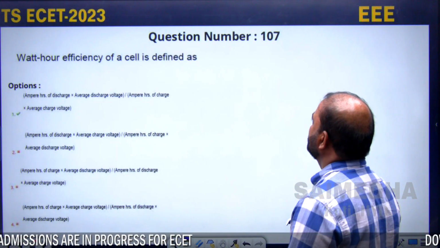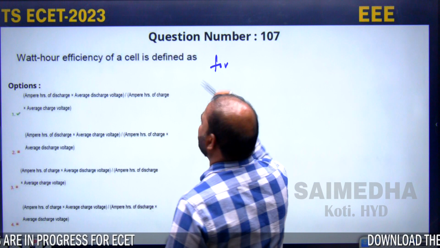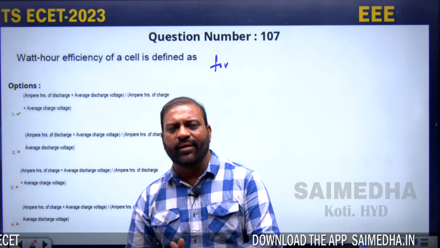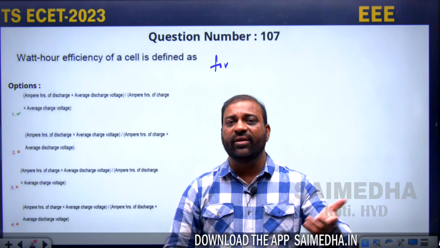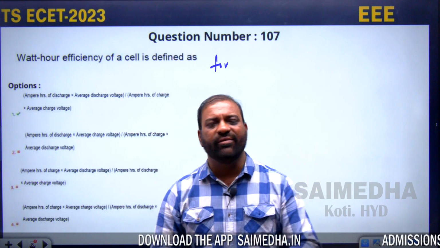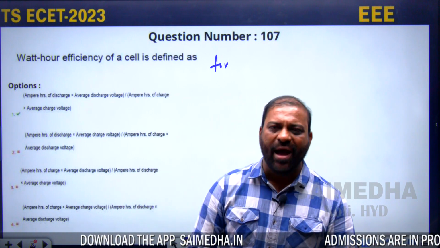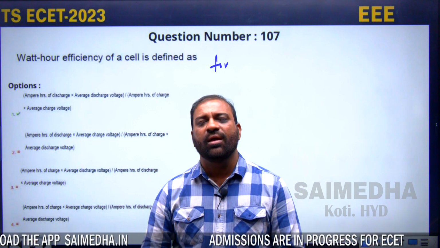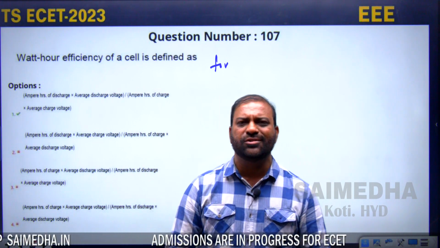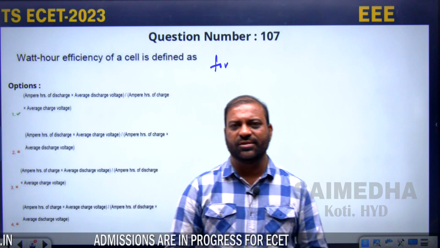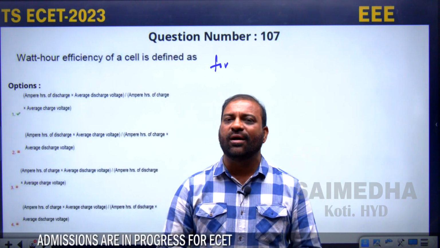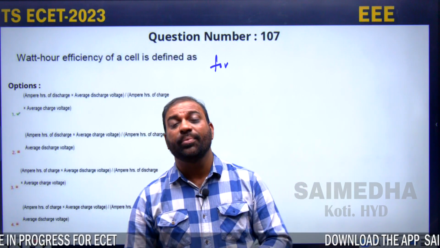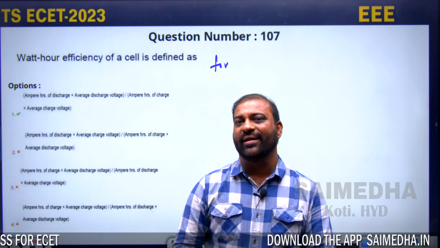Watt hour efficiency of a cell. See, for a battery, generally the efficiency can be expressed in two ways. We can express the efficiency of the battery by giving its ampere hour efficiency or by giving its watt hour efficiency. But usually the manufacturers of the batteries use ampere hour efficiency. Why? Because the magnitude of the ampere hour efficiency is usually greater than watt hour efficiency. So in order to attract the consumer, the manufacturers will print the higher value.